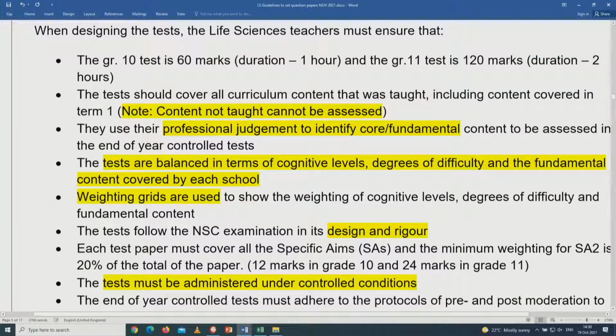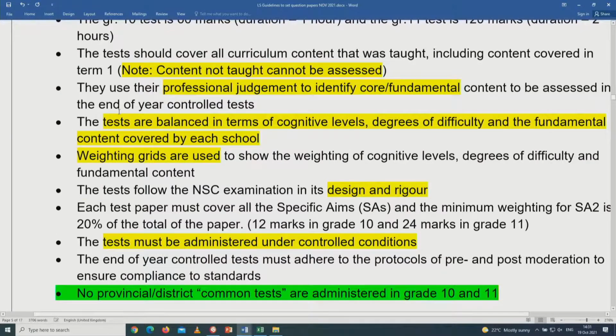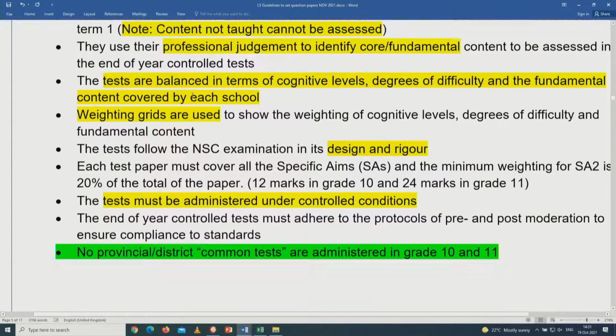So assess them on the work of the year. And again, you will see in a minute or two, we gave you some good hints, some good suggestions on what to ask in a particular topic. And I will explain when we come there. Use your professional judgment to identify your core or fundamental content. We will help you with that.